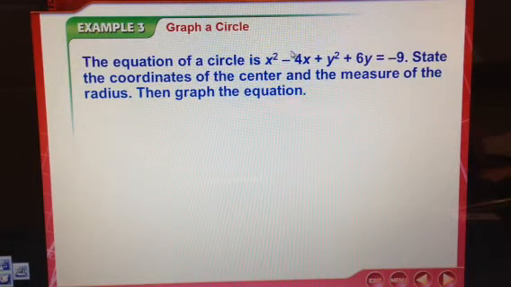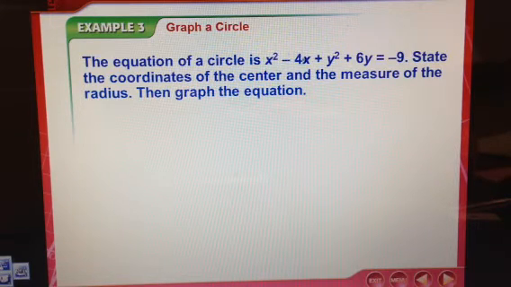This time we have an equation of a circle. Now they tell us a circle, but also we see that both x and y are squared, so that can clue us in that it's probably going to be a circle. Now we need to get this equation in standard form of a circle so that we can easily spot our center and our radius.